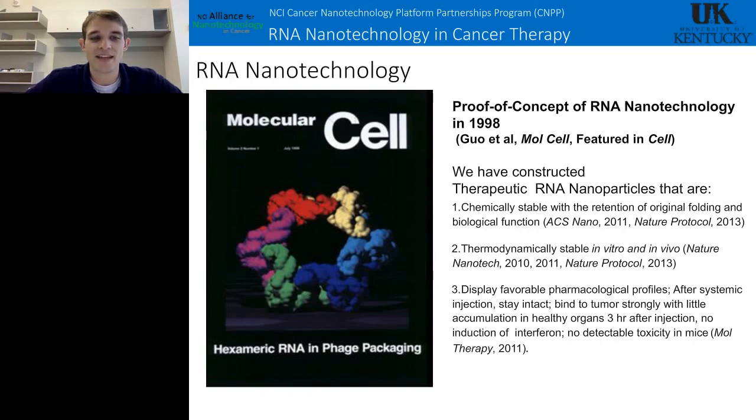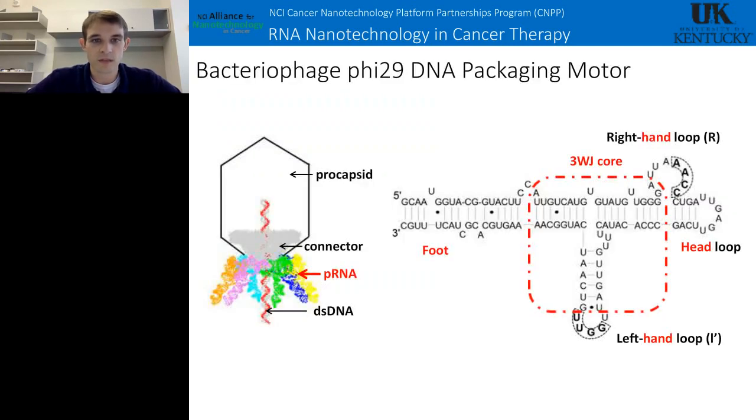re-engineered the hexameric RNA from the bacteriophage phi29 DNA packaging motor. So from then on till now, the lab has worked very diligently to translate these nanoparticles to where we can use them in vivo and make them stable and make them useful. Till now, we have constructed therapeutic RNA nanoparticles that are chemically stable, thermodynamically stable, and that also display favorable pharmacological profiles. In other words, when we inject them in mice, they accumulate in the tumor without any detectable toxicity in the healthy organs.